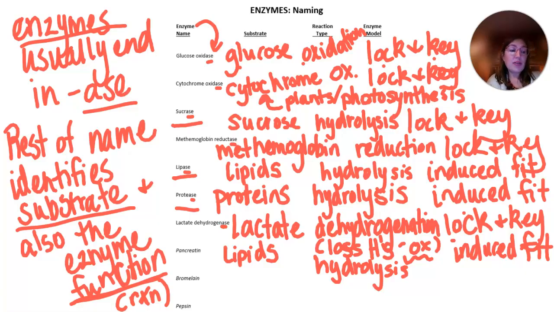So suffice it to say, pancreatin is made up of some of the prior enzymes that we've seen, but those enzymes, things like lipase, were already induced fit. So, this is like a broader class of induced fit enzymes. That's how I would think of it. Because things like protease and lipase were induced fit. So this is like a mix of induced fit that breaks these down by hydrolysis. Okay. How about bromelain? This is induced fit as well.